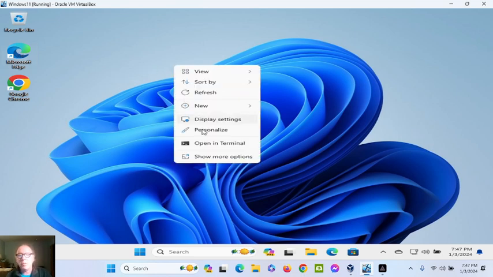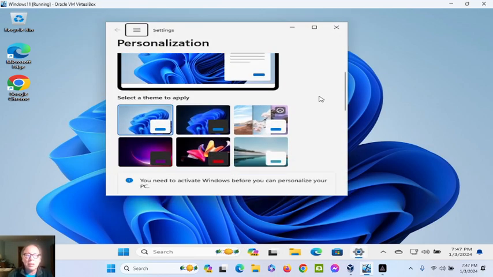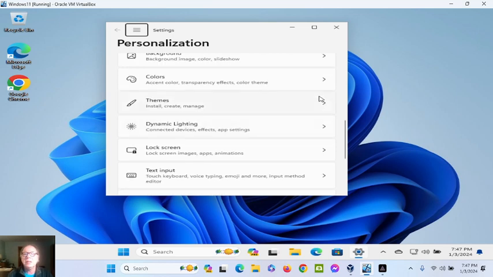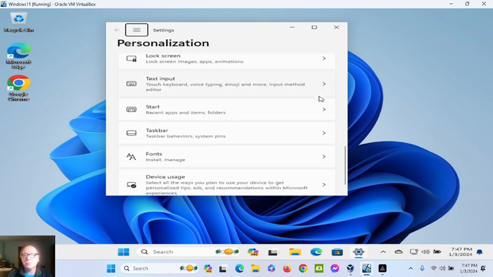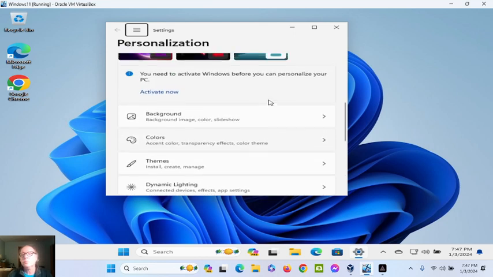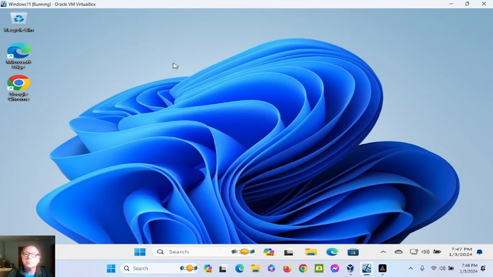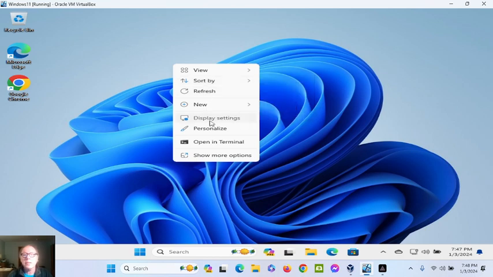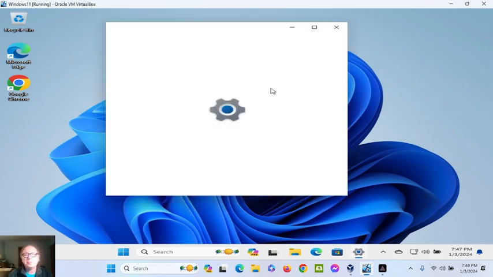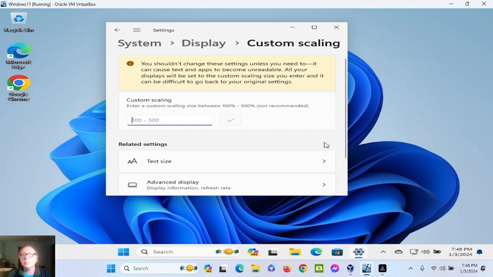All right, now you can see over here the icons are kind of large. Let's just look over, because the problem without a key, you can't really make any changes. Display settings. Because without a key, well, it isn't.